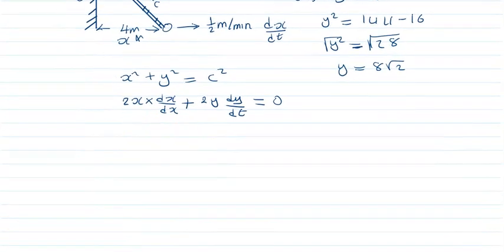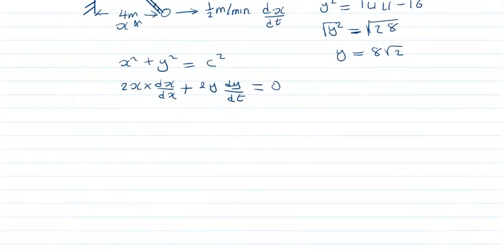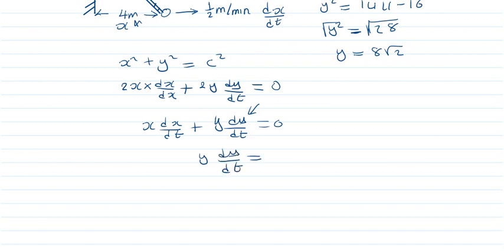Having this equation, we can simply divide throughout by 2. We're going to have x dx/dt plus y dy/dt equals 0. Our target is to find the rate at which it's falling along the y-axis. So we take the x dx/dt term to the other side of the equation, meaning that we have y dy/dt equal to negative x dx/dt. With this, we can plug in the values.